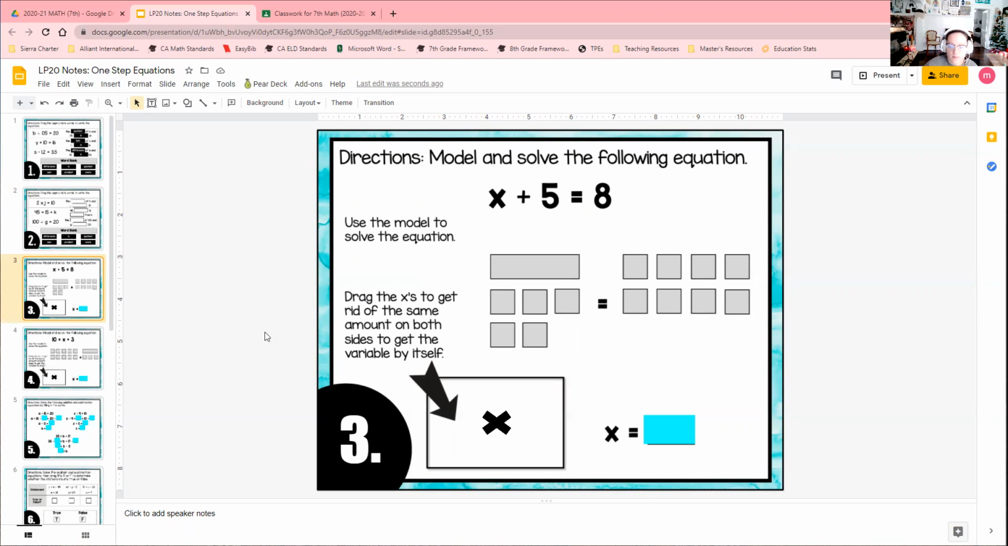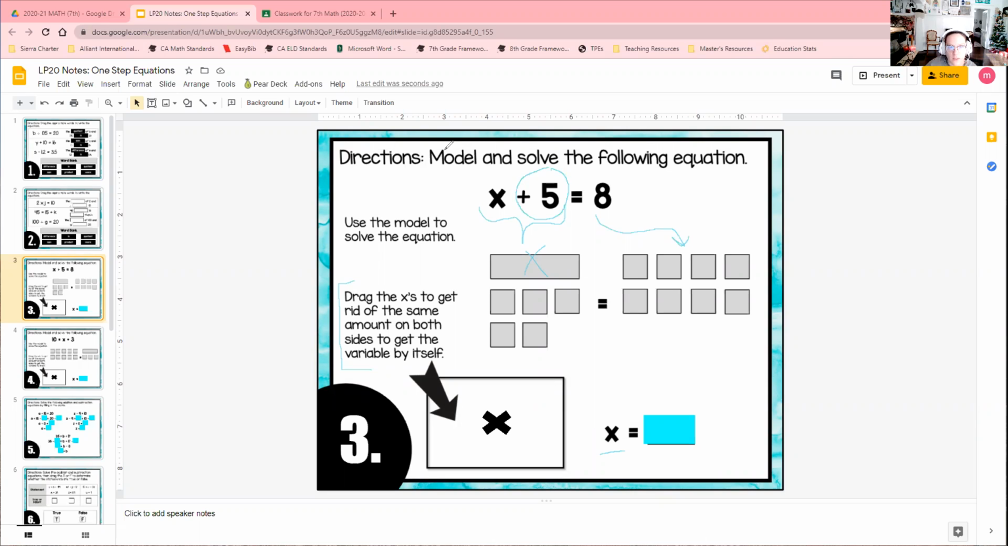It says use the model to solve the equation. Just looking at the picture here, we have x and 1, 2, 3, 4, 5 pieces. So this is our x plus 5 right here. And then over here, we find out that it equals 8, so they've got 8 little pieces. The directions say drag the x's to get rid of the same amount on both sides so that we can get the variable by itself. So I'm going to drag these over and we're going to get rid of 5 of these pieces. The goal here is to get x by itself.